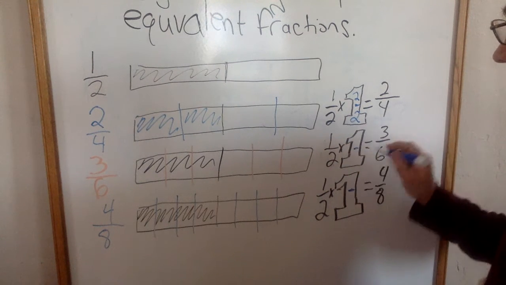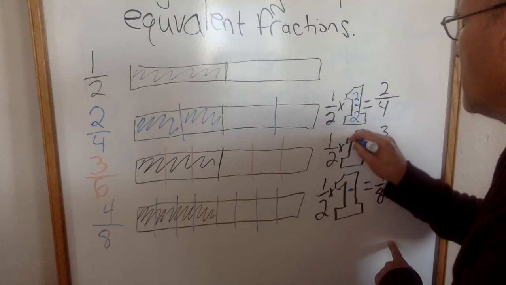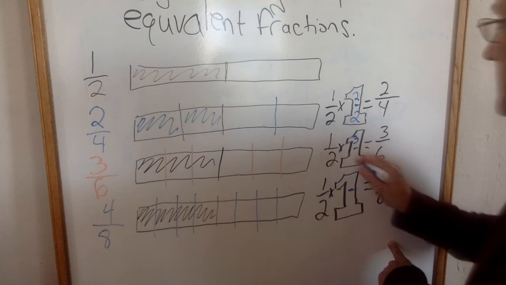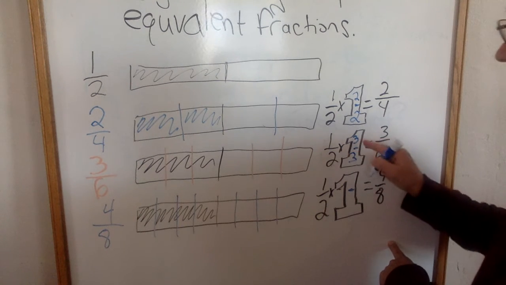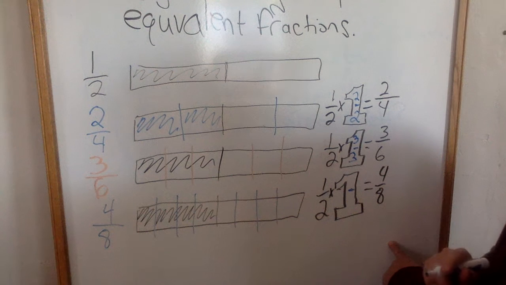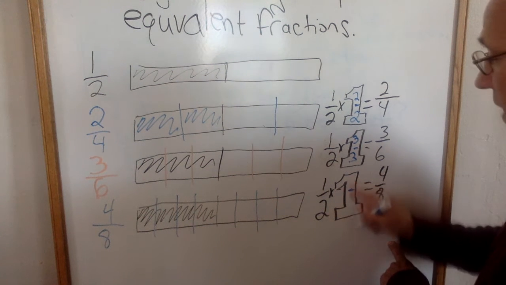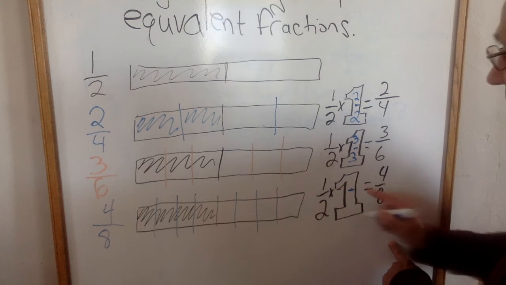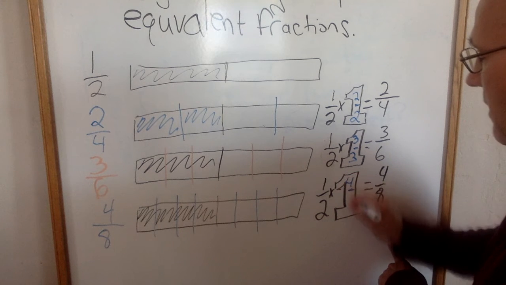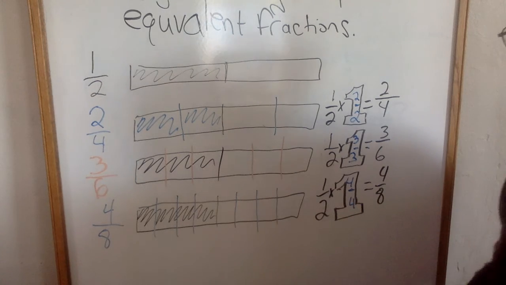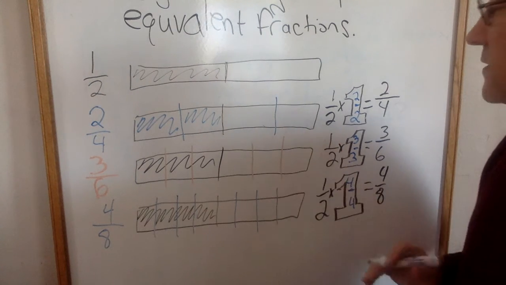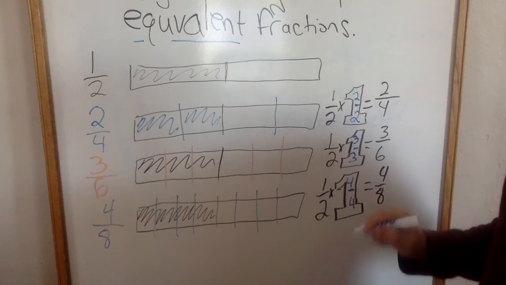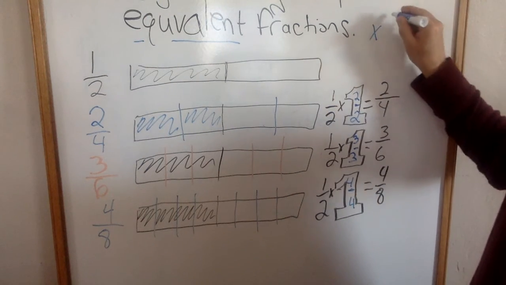What times 1 gives me 3? 3. I shouldn't say times, I should say multiply. What 2 multiplied by what gives me 6? 3. And 3/3 is 1. 1/2, what fraction equal to a whole is going to give me 4/8? 4/4.